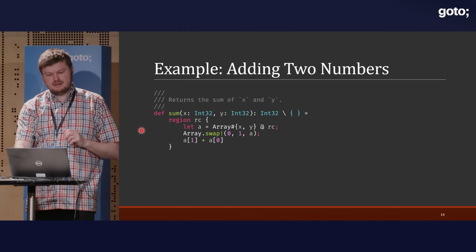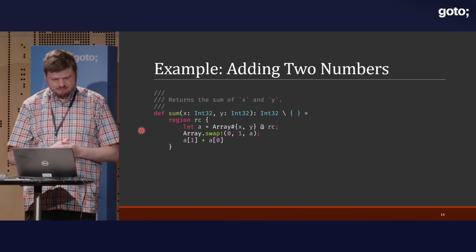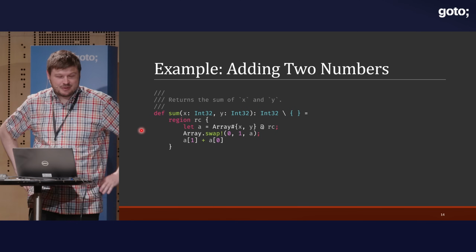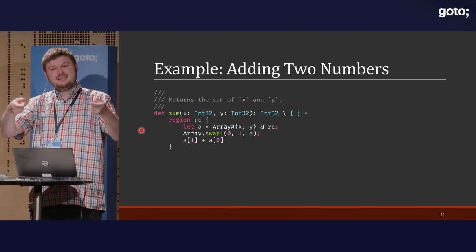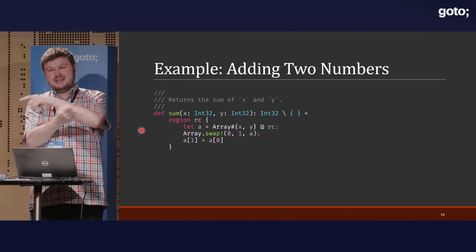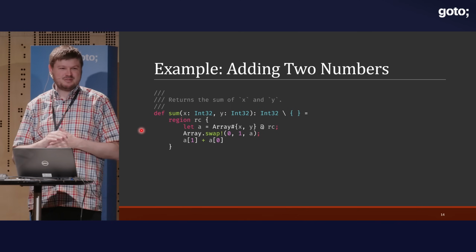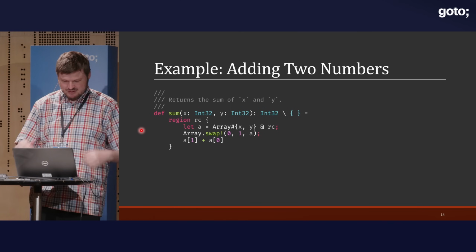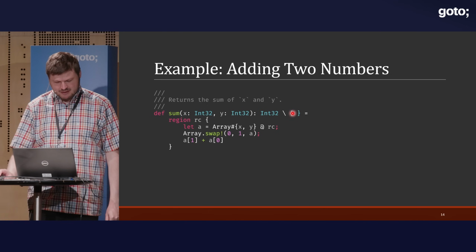Okay, another example. This is a stupid example, but just to illustrate a point. Let's say I wanted to add two numbers, and the way I'm going to do it is that I'm going to allocate an array, put them into the array, and then swap the entries in the array, and then pull them out and add them. Obviously, there's no reason to do any of this, but just for the purpose of demonstration. So the sum function here is pure. Again, there is no effect.